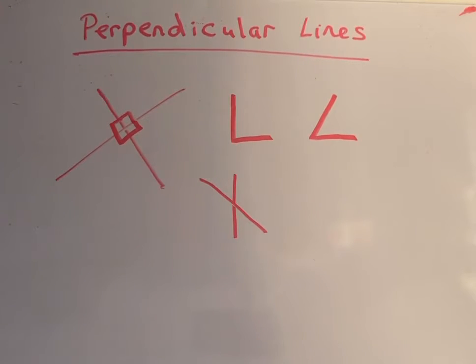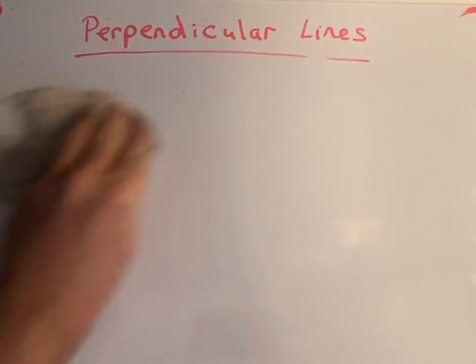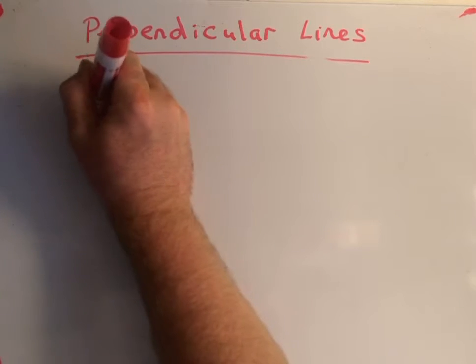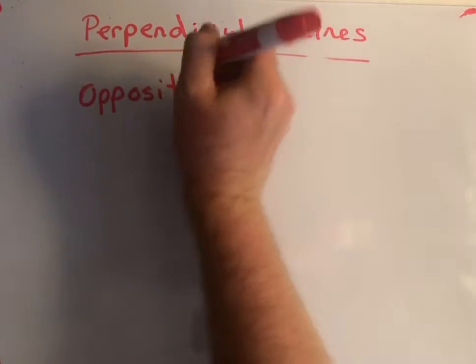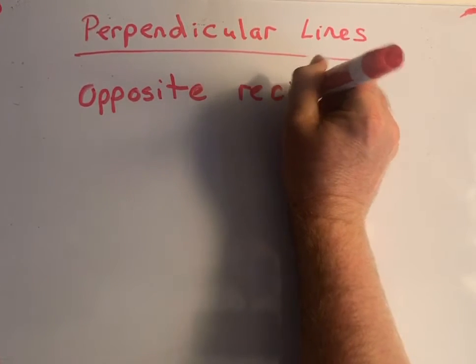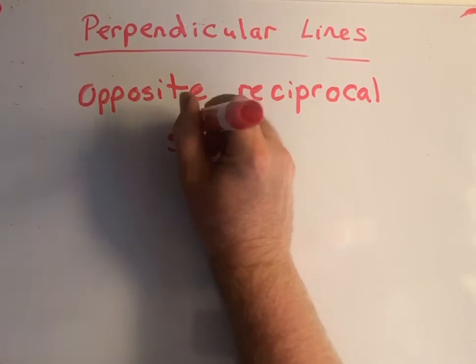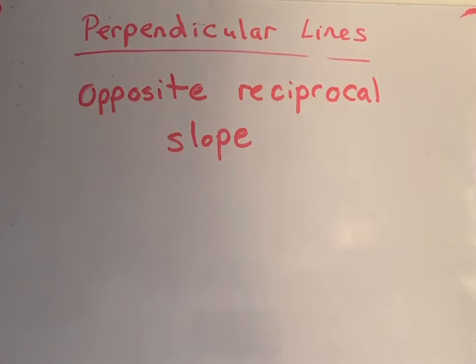But for what we're doing, you don't necessarily need to know what they look like. What I want you to know is that perpendicular lines have opposite reciprocal slope. I'm sure you guys know what opposites are, okay? But this word reciprocal, what does that mean?